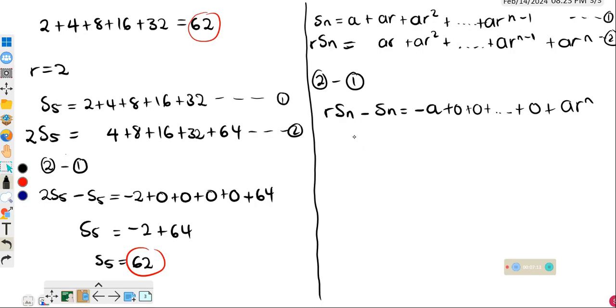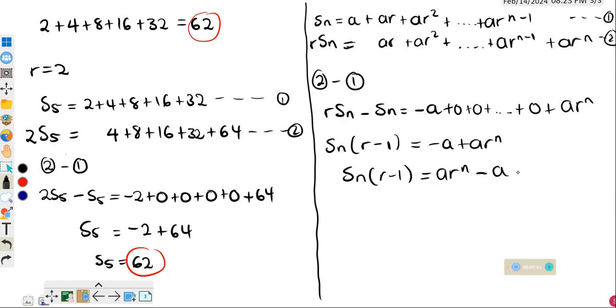And then from there, what do we have? There's a common factor between these two of Sn. So when we factor out Sn, we have Sn into R minus 1, which is equal to, we can rearrange this and start with the positive term. As you can see, those ones are zeros. In fact, we should have had a minus A plus AR to the exponent n. So let's rewrite this term and start with AR to the n minus A. So from here, let's factorize what's common there. It is Sn into R minus 1.